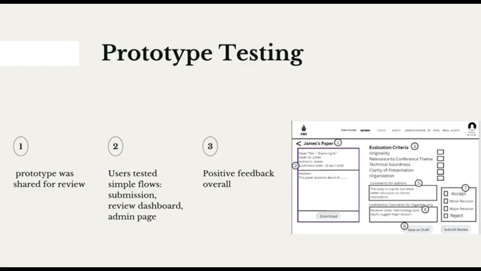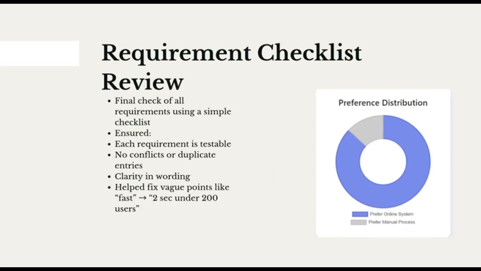And we also had prototype testing. As you can see, we have the prototype, and we shared it for review. Users tested the simple flow: submission, review, dashboard, admin page, and so on. It was overall positive feedback. For the requirement checklist review, we had a final check of all requirements using a simple checklist. We ensured that each requirement is testable, with no conflicts or duplicate entries, and clear wording, and we helped fix vague points like "fast" to make it more precise: 2 seconds under 200 users.